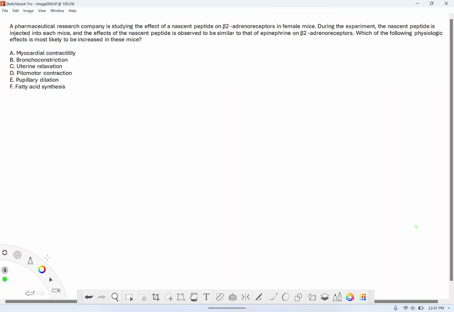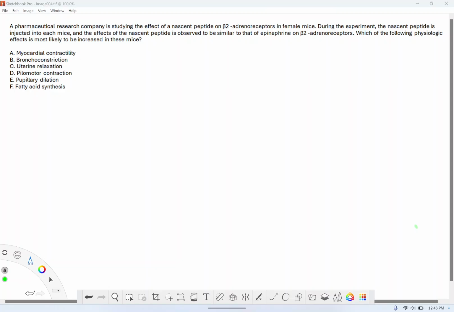Okay, a pharmaceutical research company is studying the effect of nascent peptide on beta-2 adrenal receptors in female mice. During the experiment, the nascent peptide is injected into each mouse, and the effects of the nascent peptide are observed to be similar to that of epinephrine on beta-2 adrenal receptors. Which of the following physiological effects is most likely to be increased in these mice?